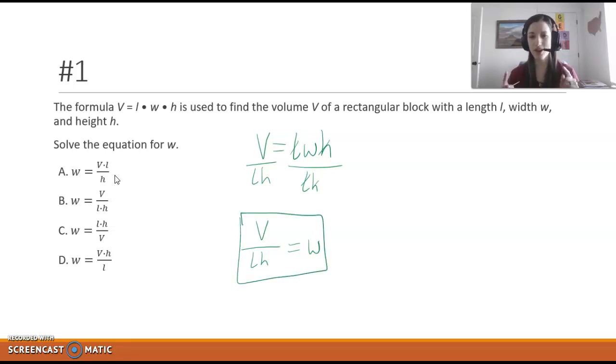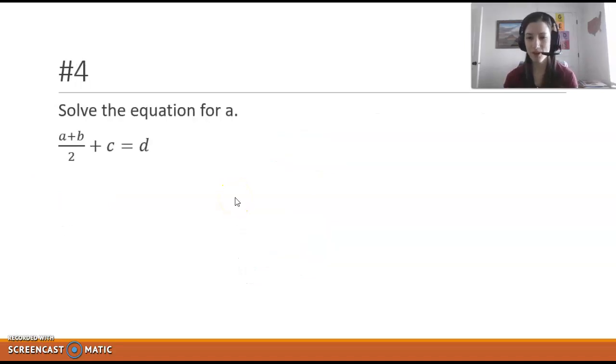So remember with these to do the opposite operation to get things to the other side. And then our last example, we've got solve the equation for A. So we've got A plus B divided by 2, plus C, equals D. All right, so I want to get everything away from my fraction first. So to do that, I've got this plus C right here. So I'm going to subtract C from both sides. So I've got A plus B divided by 2 equals D minus C.